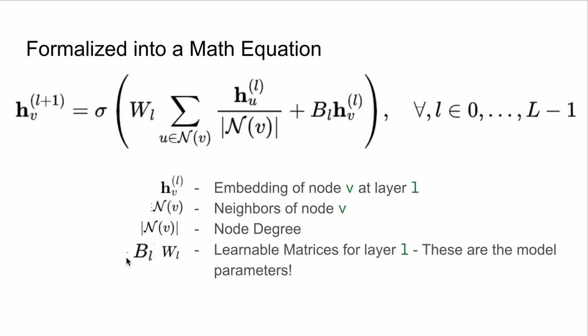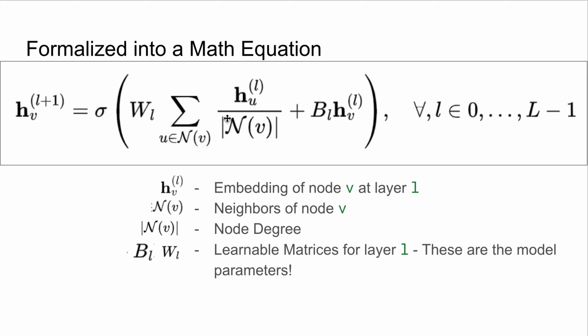If you look at this equation, it's essentially describing what we talked about before. It's describing aggregation and transformation. So here we're saying for every neighbor of node V, we're going to sum them all up and normalize it by the node degree. This is just a fancy way of saying average. We then take the average and transform it with the weight matrix W.